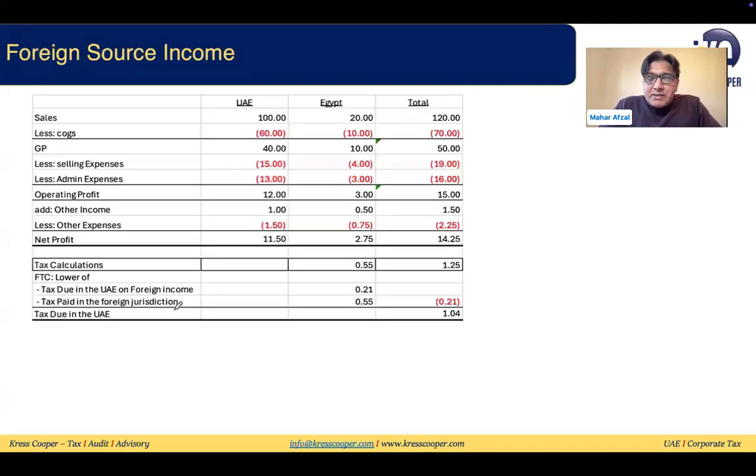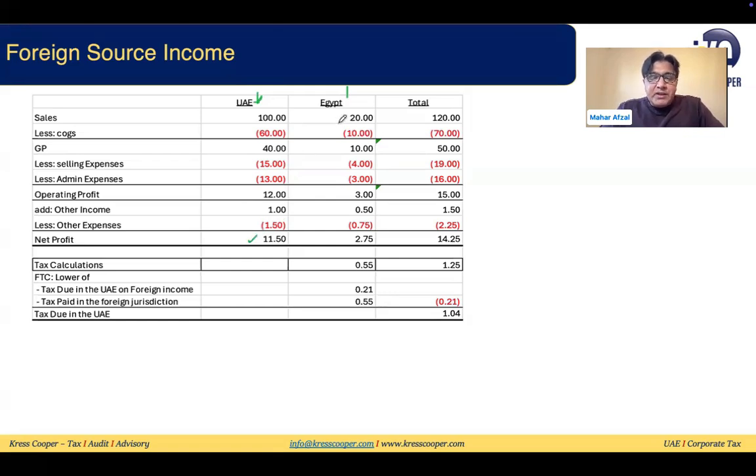Just look into this example. This is just for your understanding: this is UAE, this is Egypt. These numbers are all in millions. In the UAE, revenue is 100 million, 60 million is the COGS, 40 million is the GP, then selling and admin expenses, operating profit 12 million, other income is 1 million, other expenses 1.5, net profit is coming to 11.5 million.